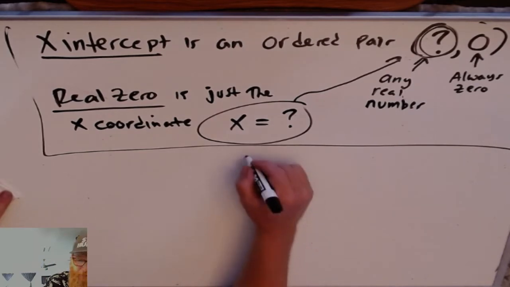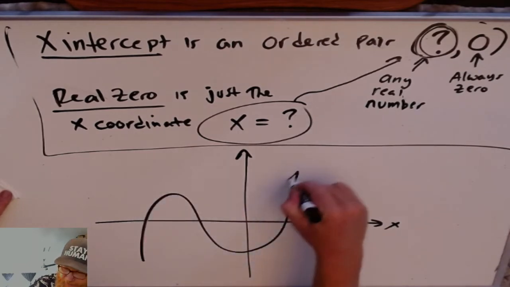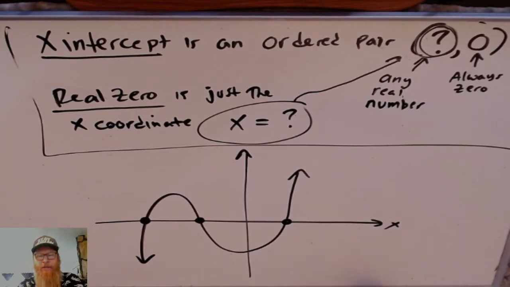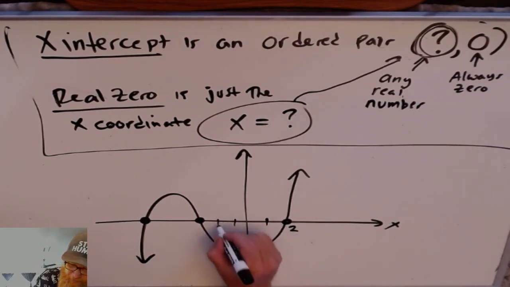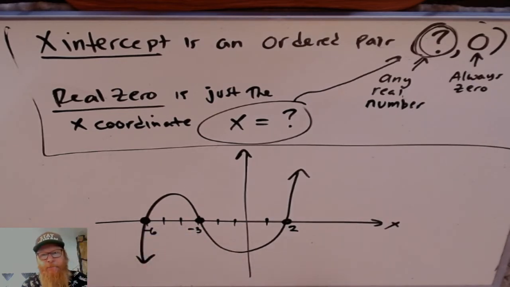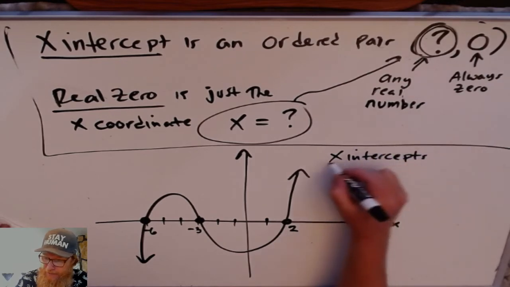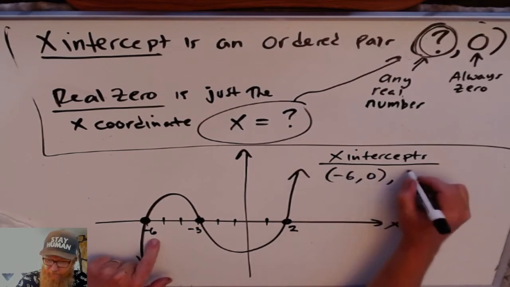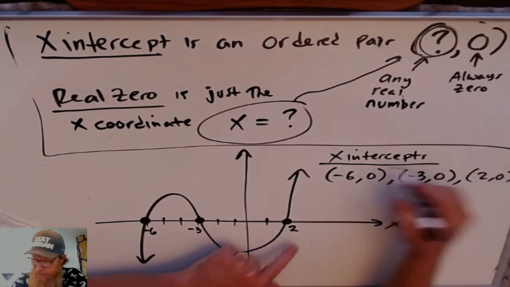So for example, I'm not going to get too far into this, but suppose I got a function that goes like this. Let's give them some numbers. Let's call this 2. Let's call this -3, 4, 5, and -6. Okay. So I would say the x-intercepts, you have to do pairs. -6, 0. -3, 0. 2, 0.